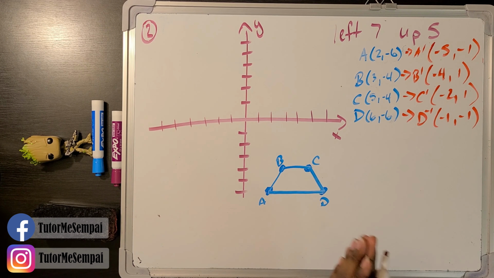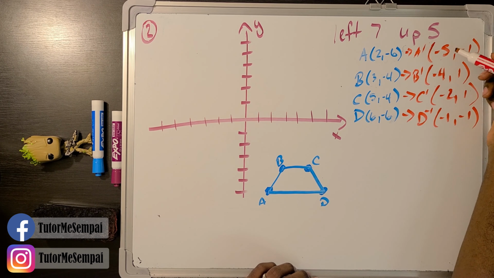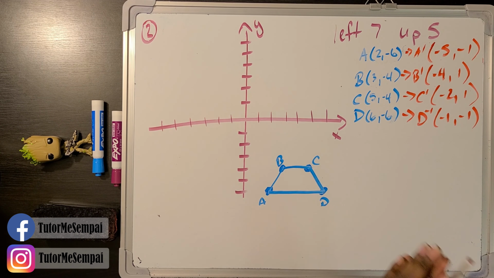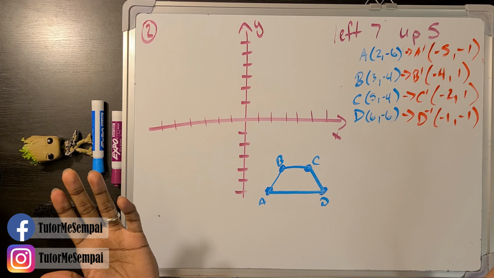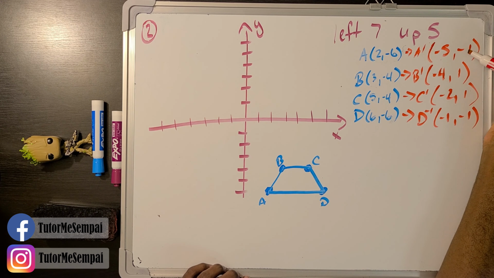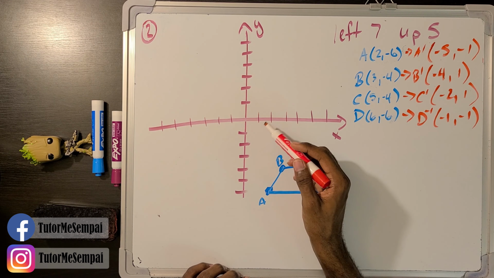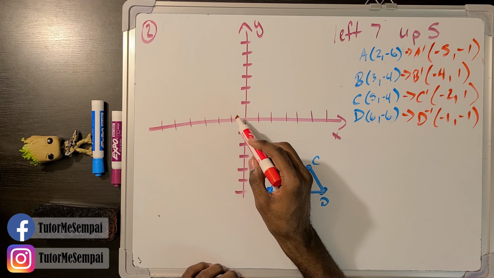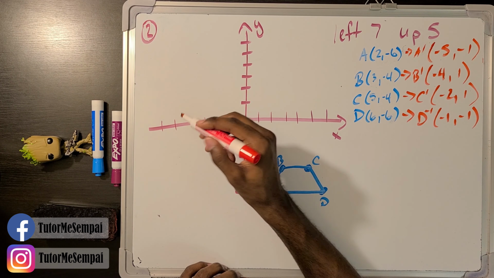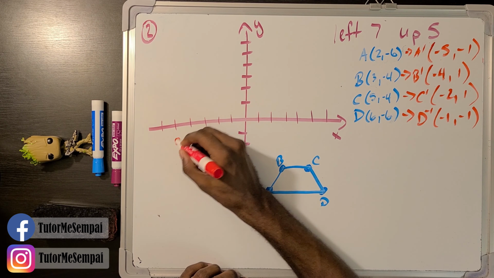So now we have our transformed or translated points, A prime, B prime, C prime, and D prime. Let's plot them. Once we plot them, we've pretty much done this and we're done. So A prime is going to be negative 5, negative 1. So negative 5 means we're going to the left. So 1, 2, 3, 4, 5. And we're going down 1. So we're going to be right here.